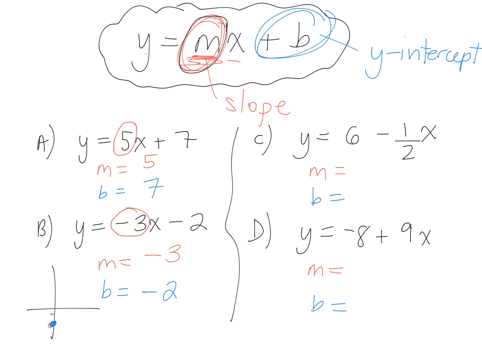The slope is whatever number is in front of x. I switch these around. It doesn't matter what order I write it in. Negative 1 over 2. You have to include the sign. And the y-intercept is positive 6. 9, not x, just 9. And the y-intercept is negative 8.